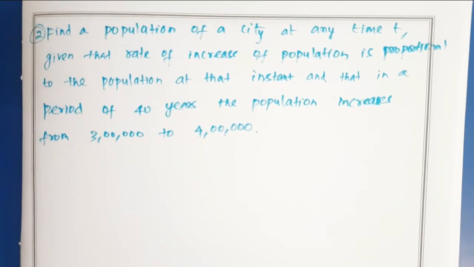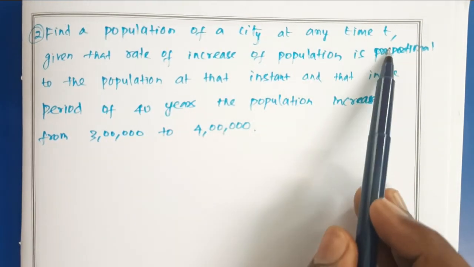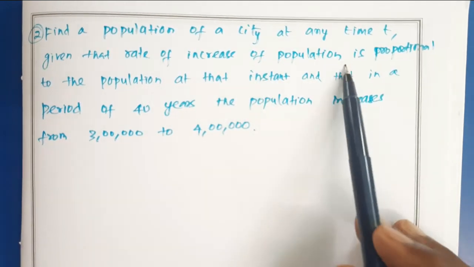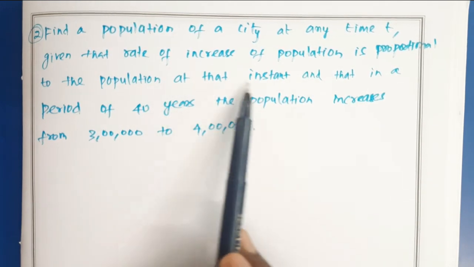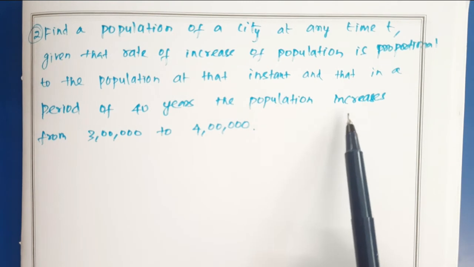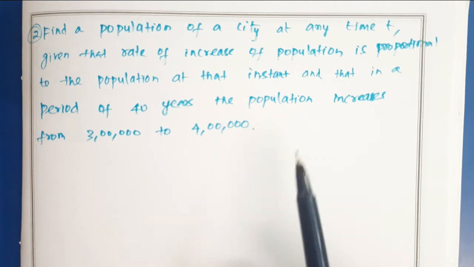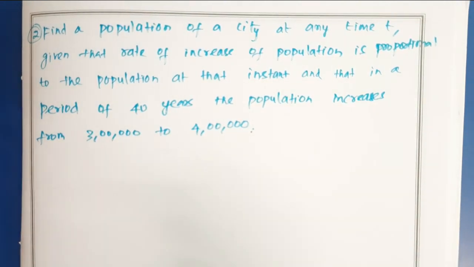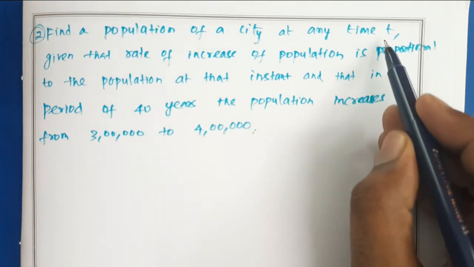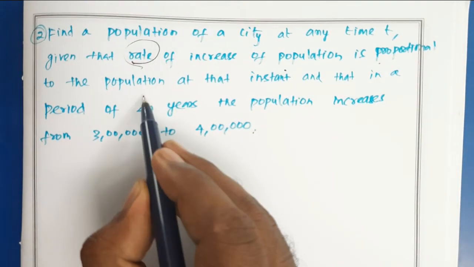Second sum: find the population of a city at any time t, given that the rate of increase of population is proportional to the population at that instant, and that in a period of 40 years the population increases from 3 lakhs to 4 lakhs.